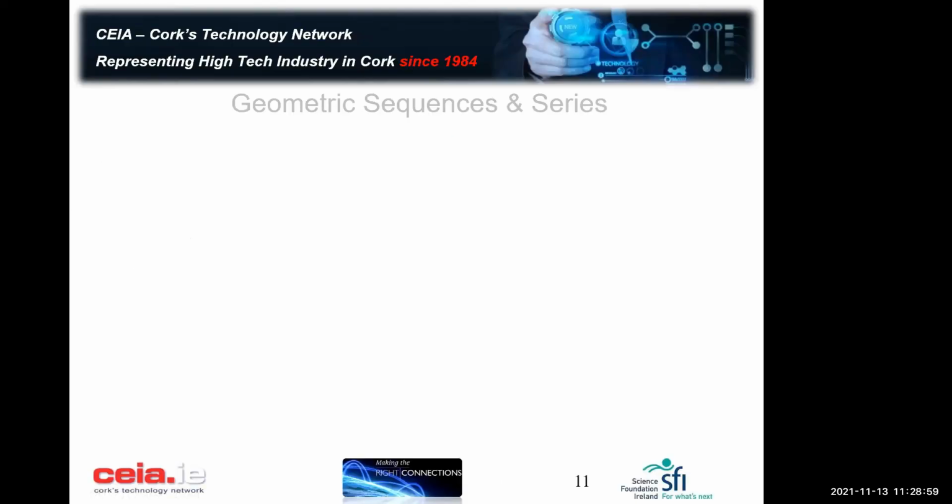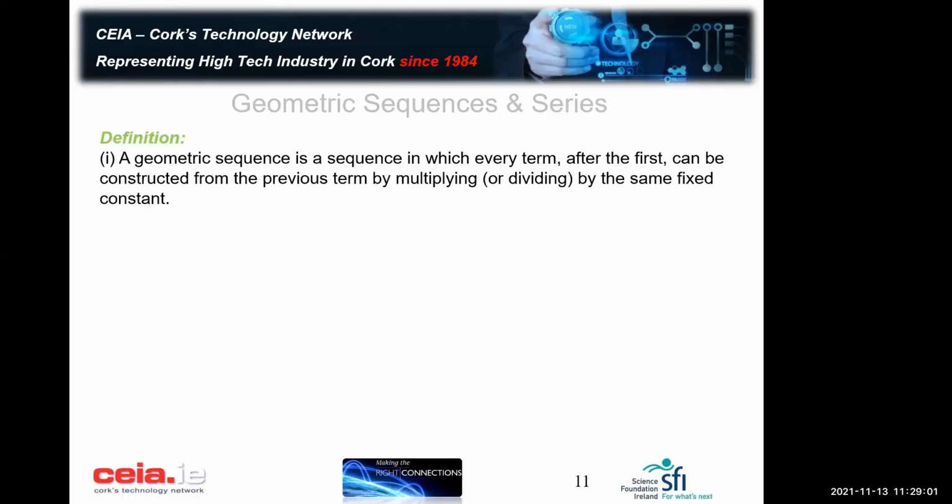So now we move on to geometric sequences. So the definition is a geometric sequence is a sequence in which every term after the first term can be constructed from the previous term by multiplying or dividing by the same fixed constant. If you recall in arithmetic, we add or subtract to the previous term. In geometric sequences, we multiply or divide by, again, a fixed constant.